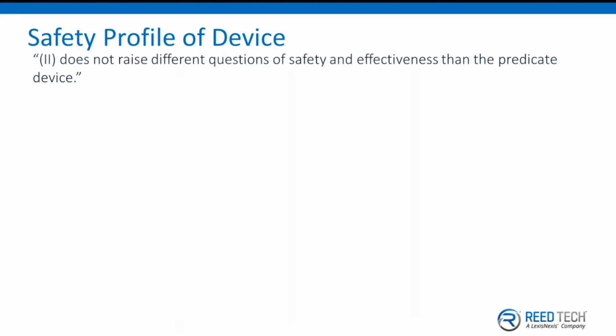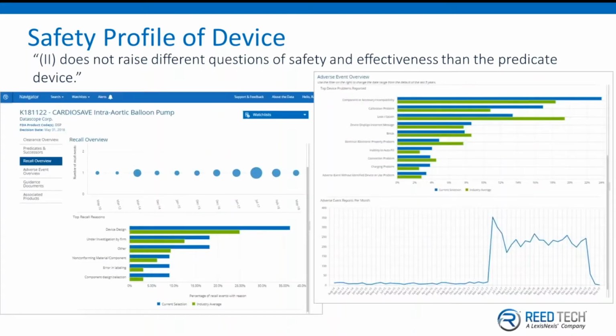The FDA suggests that you ensure your device does not raise different questions of safety and effectiveness than the predicate device. So we have aggregated all of the safety and event information in one place and have added in charts, graphs, and analytics so you can quickly evaluate the safety and effectiveness of the predicate device, plus easily discover any red flags in the device design, and ultimately make the best choice for a predicate.